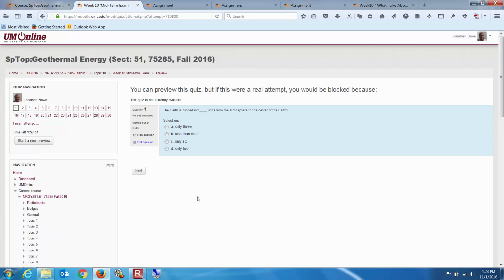This is how it's going to work. There's one question per page. I would suggest that if you don't have a good connection, you save each page. That way you don't lose your data. Your submission, like I say, 2 hours to do it. The Earth is divided into blank units from the atmosphere to the center of the Earth. Remember the best answer: only 3, less than 4, only 6, only 2. I'll leave that up to you guys. Good luck on your midterm exam.